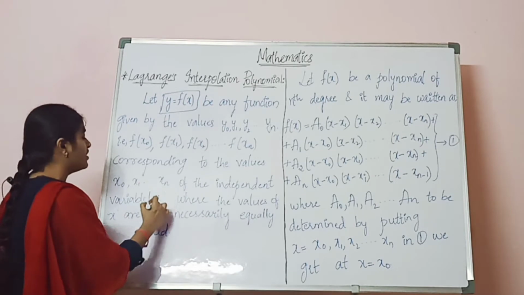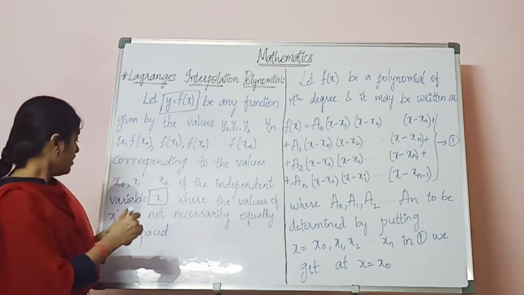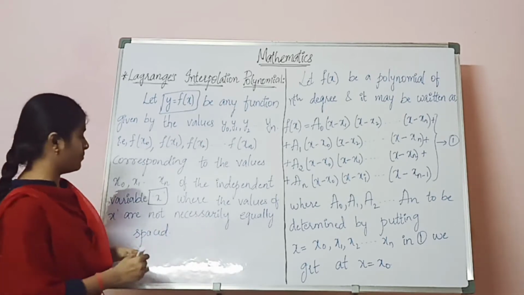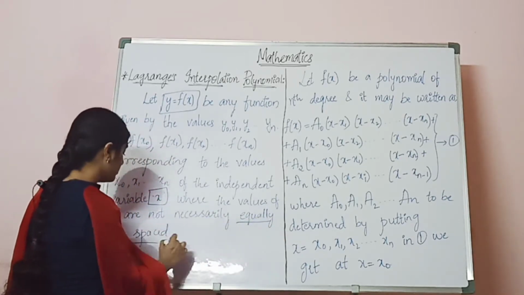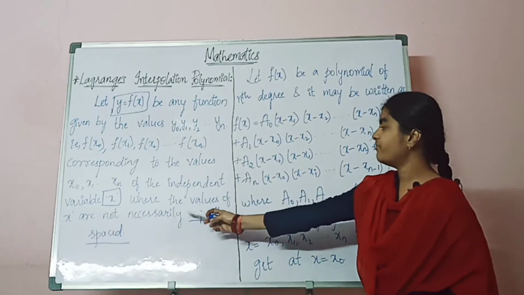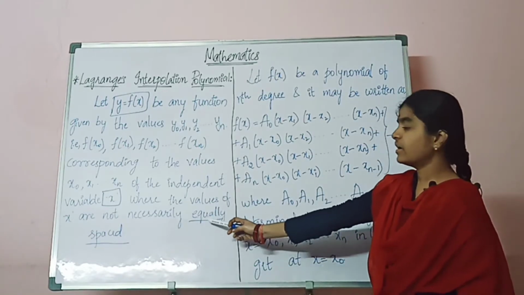What is the independent variable here? x, where the values of x are not equally spaced. Equally spaced in the sense that these values should not be comparable. So here the values of x should not be comparable.